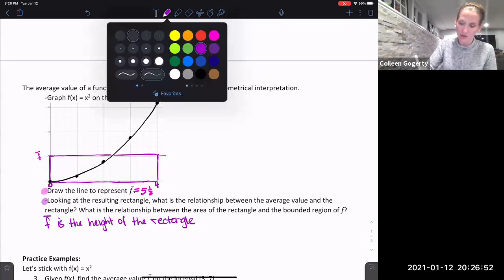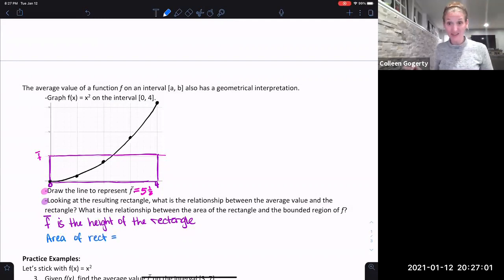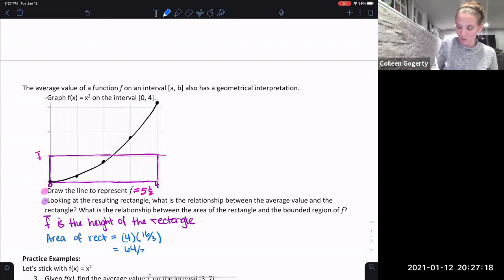I'm going to switch colors just to keep this straight. The area of the rectangle: well, we know the base of it is 4. It has a length of 4. The height, we also know, is 5 1/3, or 16/3, whatever way you want to write it. So overall, the area of the rectangle is 64/3 units squared.